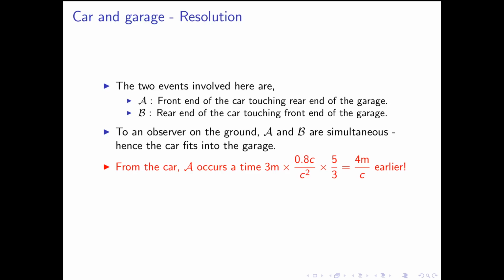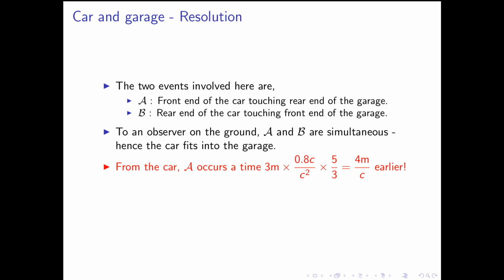Now the important point here is this. The fellow on the ground says that the car fits into the garage because A and B are simultaneous. I, from the car's point of view, would say that event A has occurred 4 meters by C earlier, and remember the garage is travelling at 0.8 C with respect to me. So by the time the garage's front end reaches the back end of the car, once again let me stress, it is the garage which is moving with respect to me, not the car.